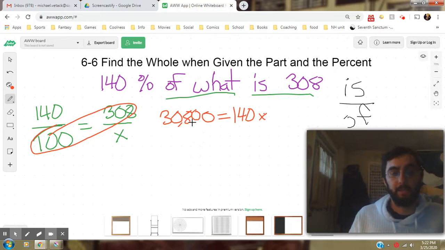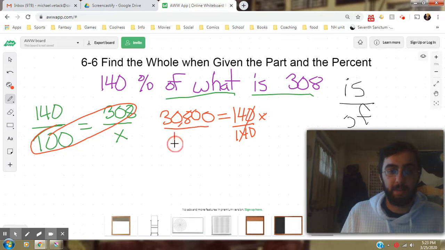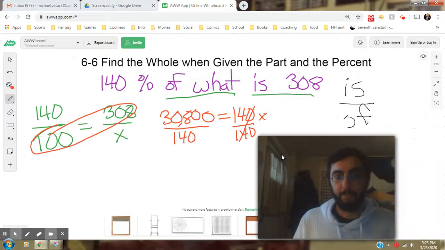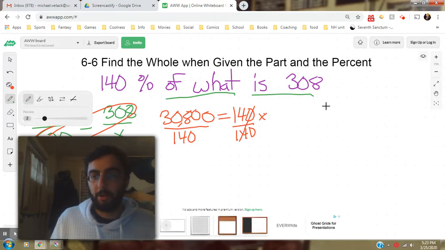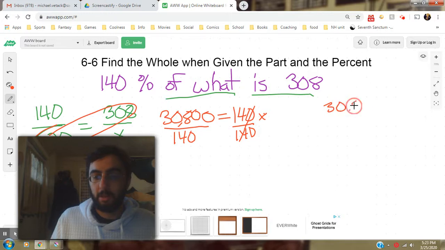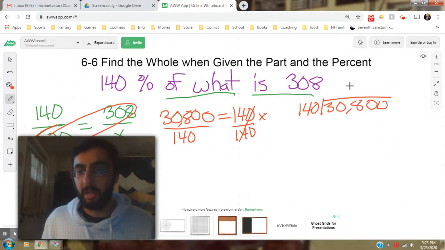And then now I need to solve. So I need to get the x all by itself. So I need to divide by 140 to get that out of there. I need to do the same thing to this side. And once I solve this, that will give me my whole down here. Let's get myself a little more room. So I'm doing 30,800 divided by 140. So 140 goes into 308 two times.